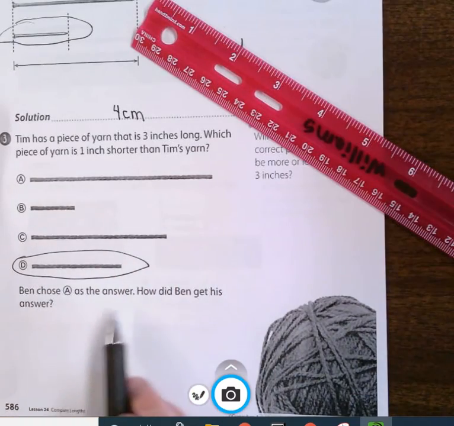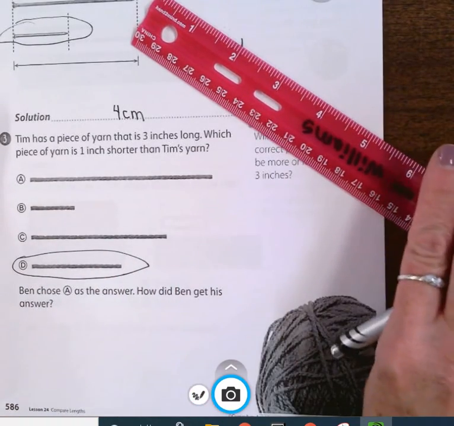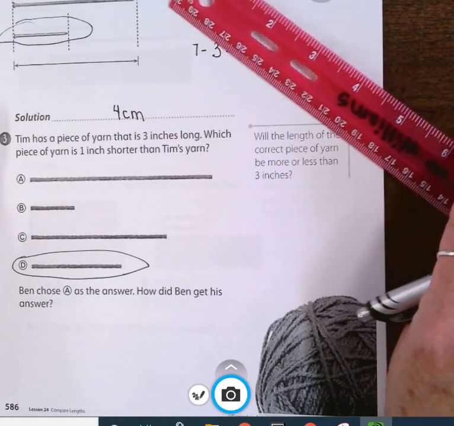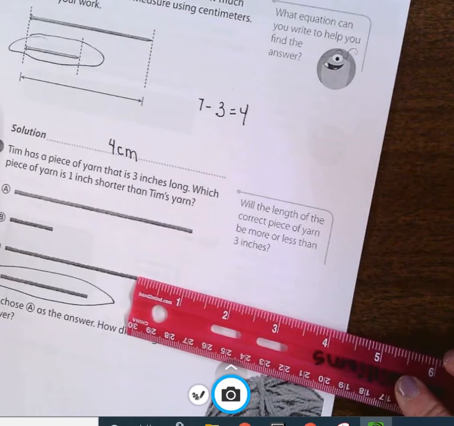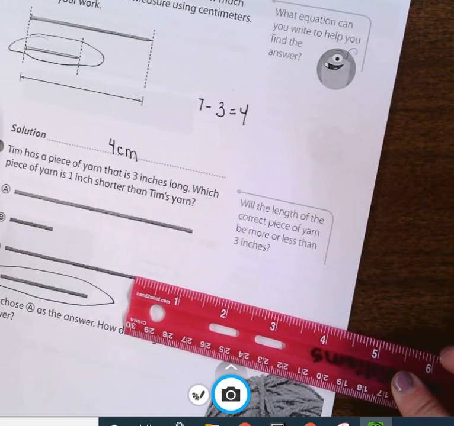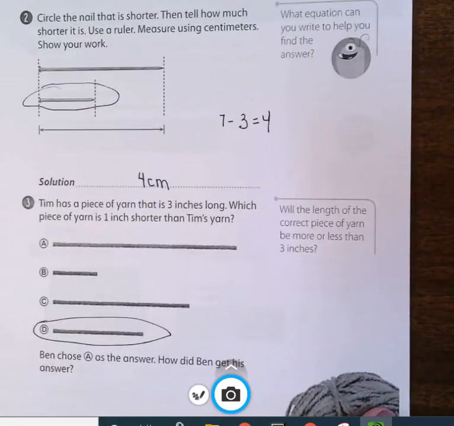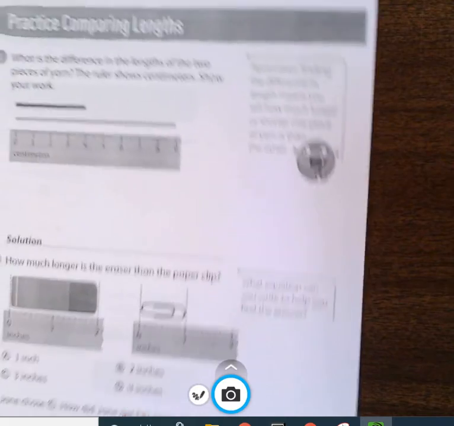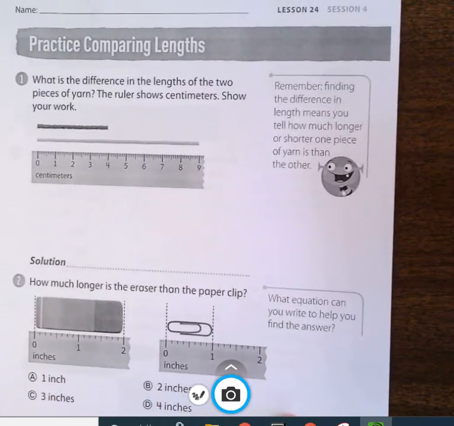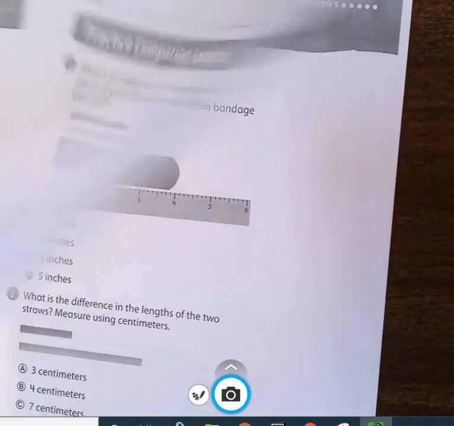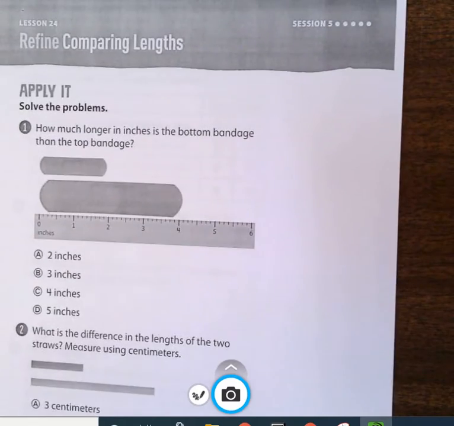But Ben chose A as the answer. How did Ben get his answer? He found the piece that is probably 1 inch longer. See that? Not shorter. He found the one that was 1 inch longer. So that was a mistake that he made. Okay, so now you're going to go and do your practice one on your own. So I want you to do pages 587 and 588, and then come back and we'll do session 5 together.